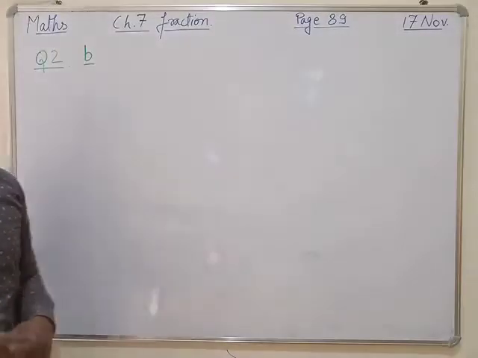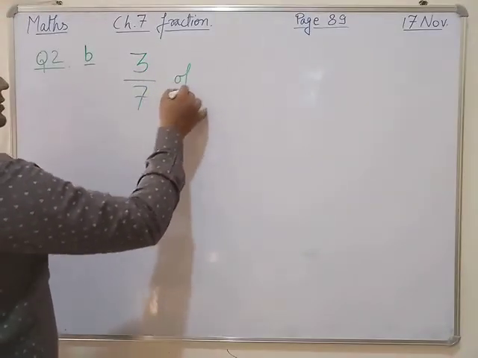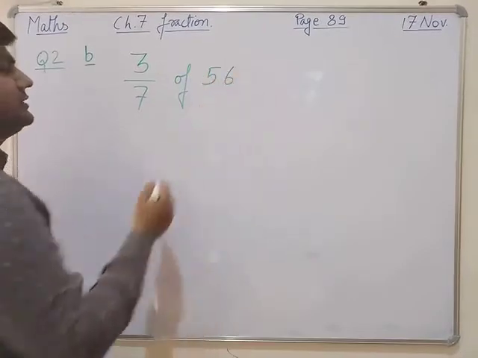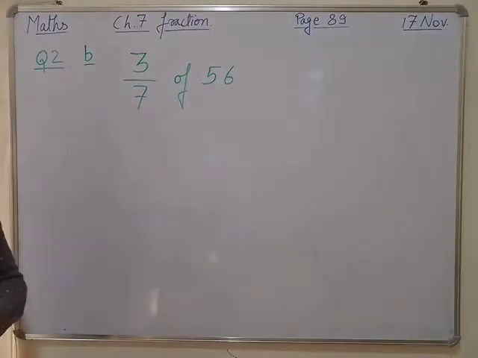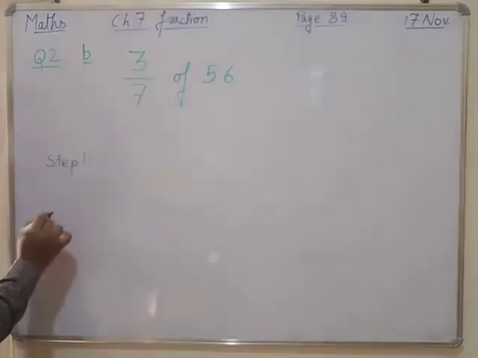Question number B. Question number B is 3 by 7 of 56. Listen very carefully. 3 by 7 of 56. It has 2 steps. Step 1, step 2.